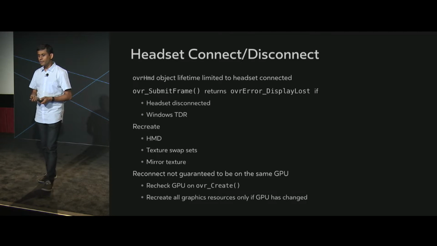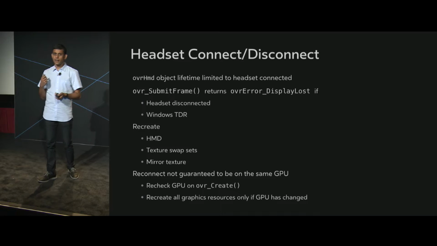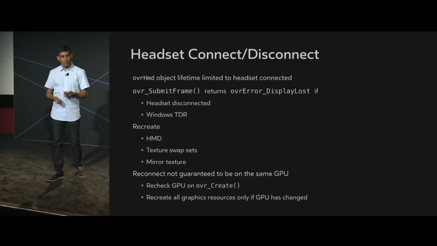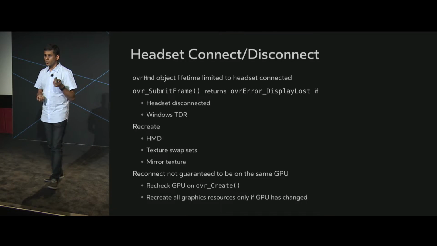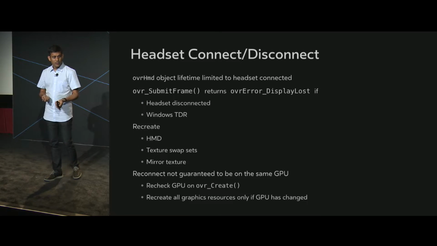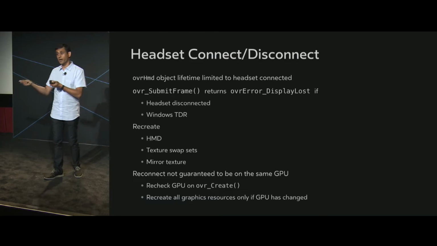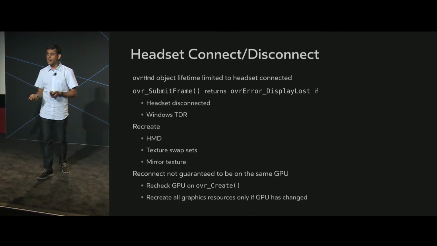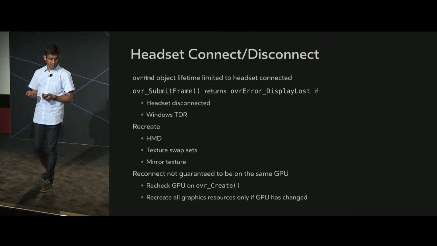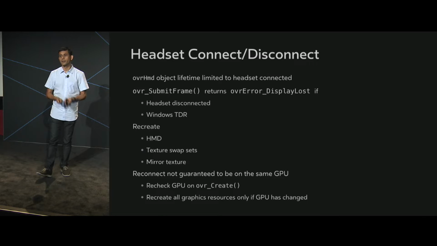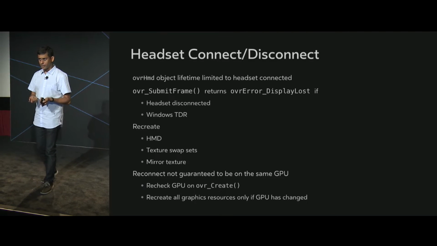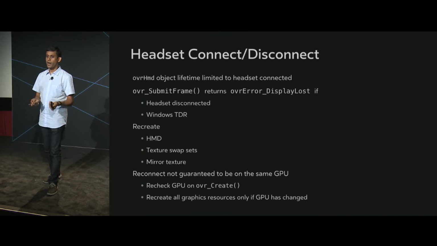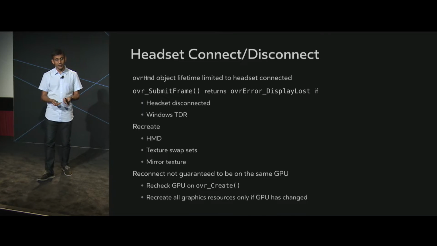Typically, this happens when the headset is disconnected and the user will most likely reconnect it back to the same GPU. So in this case, you really just need to recreate your OVR HMD object. You need to recreate your texture swap sets because those were shared with the GPU that the headset was connected on. And if you're using a distorted mirror functionality, then you need to recreate your distorted mirror texture. You do not need to recreate your graphics resources in general. They will survive, and you could switch to 2D rendering if the headset is disconnected, or wait till the headset gets reconnected.